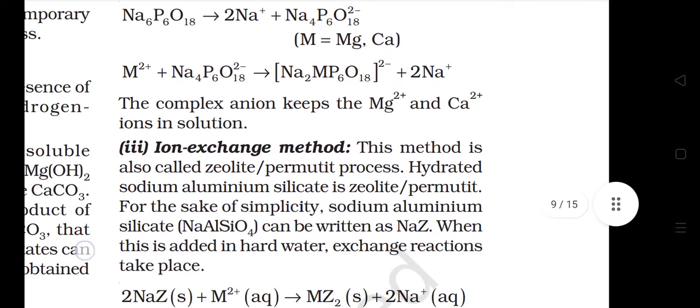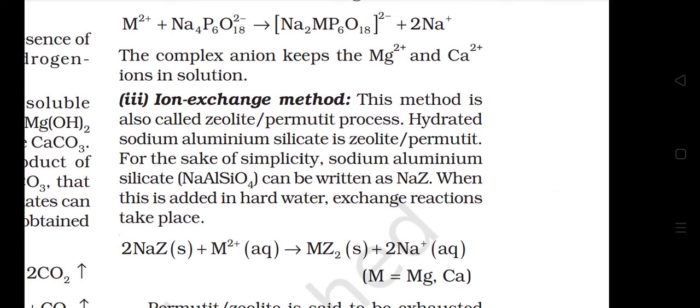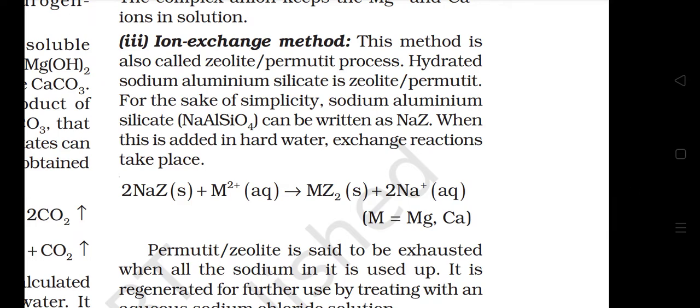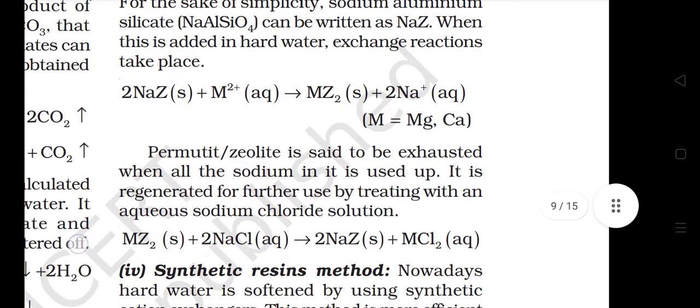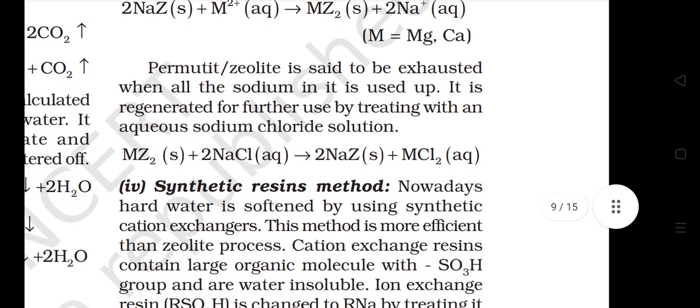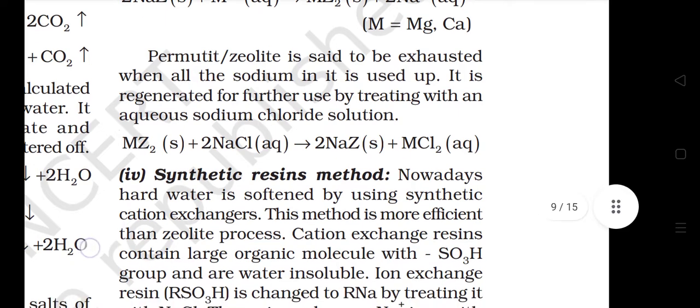3. Ion exchange method. This method is also called the zeolite permutit process. Hydrated sodium aluminum silicate is zeolite or permutit. For the sake of simplicity, sodium aluminum silicate NaAlSiO4 can be written as NaZ. When this is added to hard water, exchange reactions take place. Permutit zeolite is said to be exhausted when all the sodium in it is used up. It is regenerated for further use by treating with an aqueous sodium chloride solution.